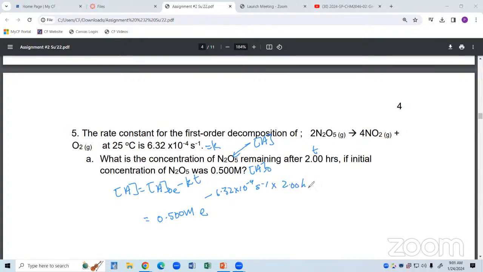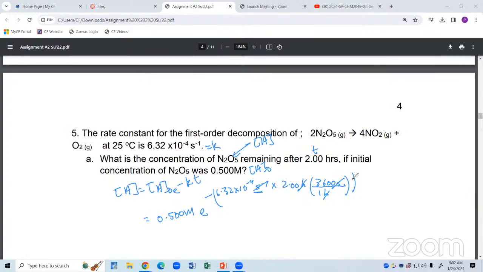But again, we have to do some conversion here because we have seconds to the minus 1 here and we have hours here. So we have to convert from hours to seconds. And 1 hour contains 3,600 seconds. So the hour units will go, the second units will go, and that's this part right here. All right, so let's see what that would give. According to my calculation, that would be 3,600 multiplied by 2, multiplied by 6.32 times 10 to the minus 4. And then I put a minus sign in front of that.